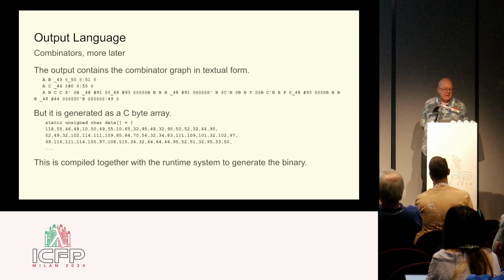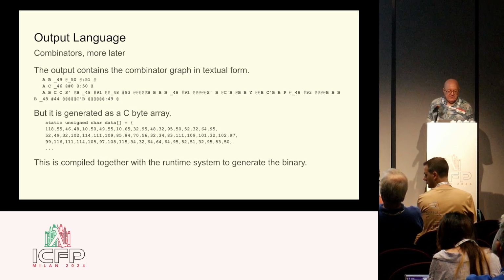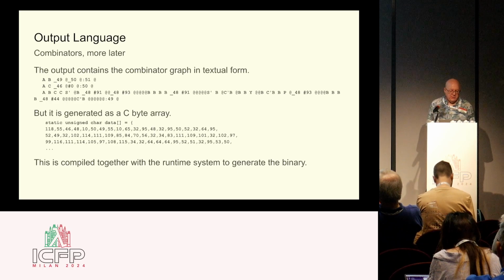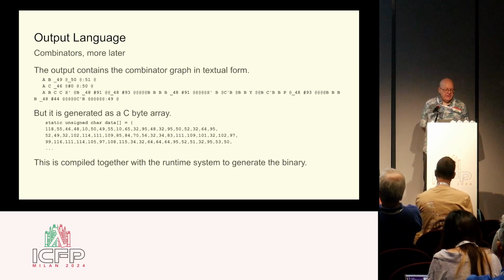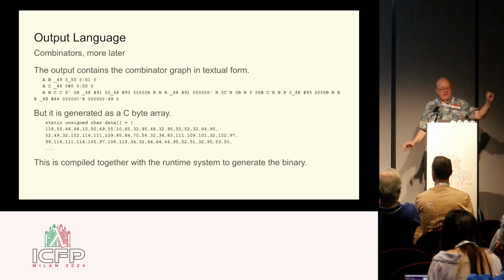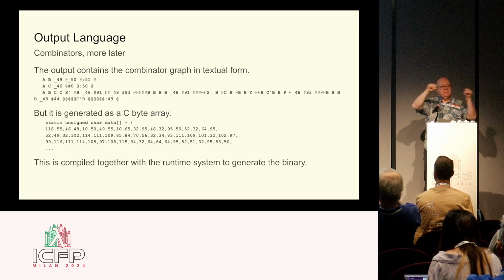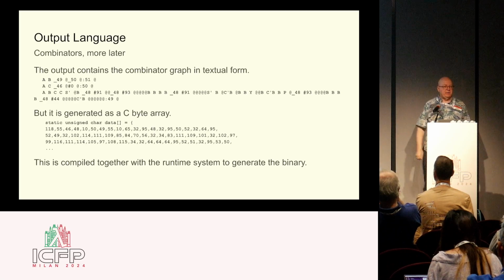The output of the compiler is just a combinator graph. You can see the textual form up there. It's simple postfix notation. But it's generated as C code in a byte array, so that you can give it to the C compiler. When you compile a program, you have the runtime system written in C, and you have this enormous byte array that contains the combinators, and you give them both to the C compiler, and it will compile them and produce a binary.